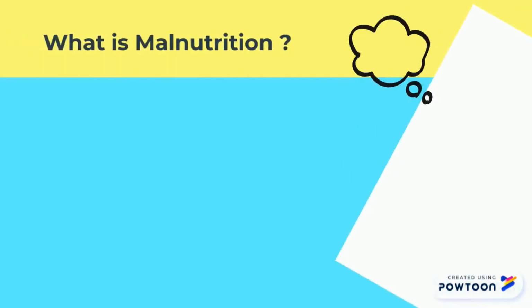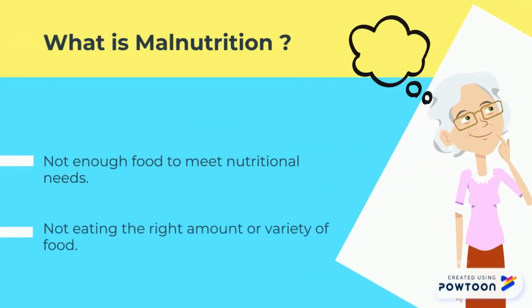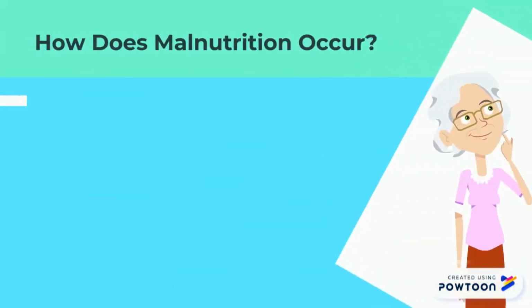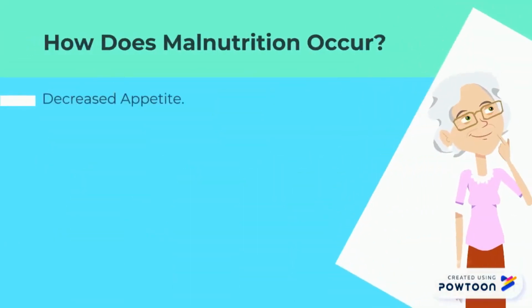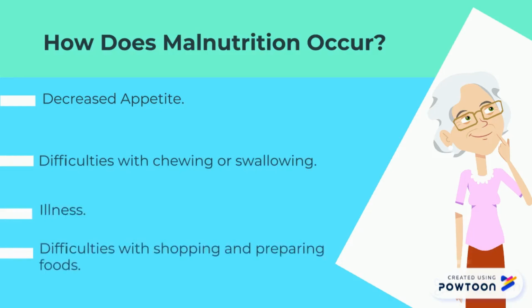Malnutrition occurs when we do not eat enough food to meet our nutritional needs. It can also occur when we do not eat the right amount and variety of food to give us the nutrients we need. Malnutrition can occur as a result of many factors, including decreased appetite, difficulties with chewing foods, illness, as well as being unable to shop for foods or prepare meals for yourself.